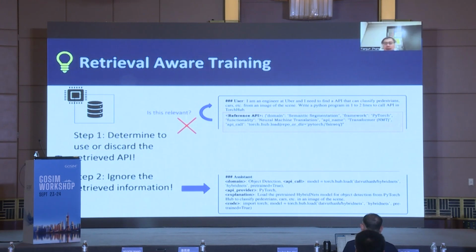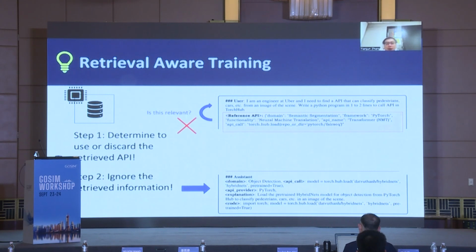So let's say here's a different example, where the APIs are given and the user question is not relevant. Let's say I'm an engineer at Uber and I need to find an API call to classify pedestrians. But the reference API says semantic examination. It provides me information on doing semantic examination using PyTorch, and the functionality is neural machine translation, let's say.